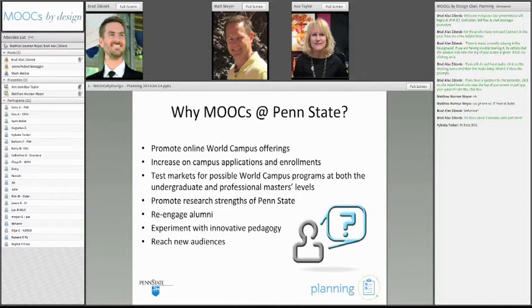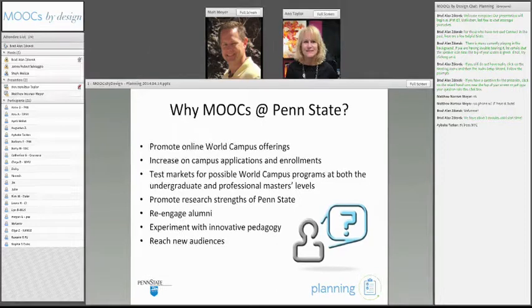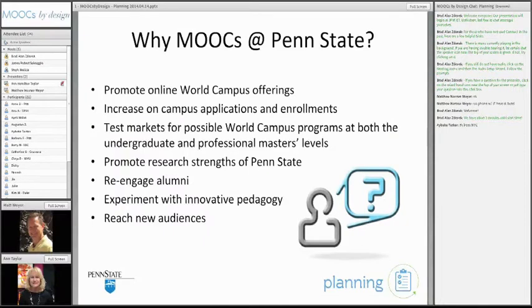We also saw it as an incredible way to do research and experiment with innovative pedagogy, try things out that we hadn't tried at scale or that we just thought would be fascinating to try, period, and potentially incorporate back into our traditional online and even our face-to-face, and a great way to reach new audiences. So a quick look at our timeline, just to again set the stage.